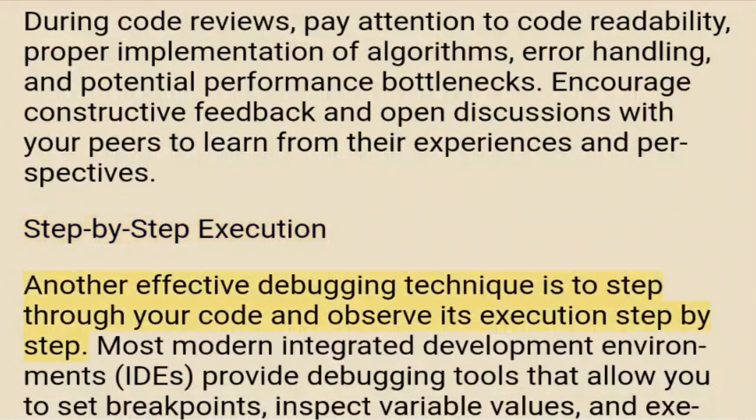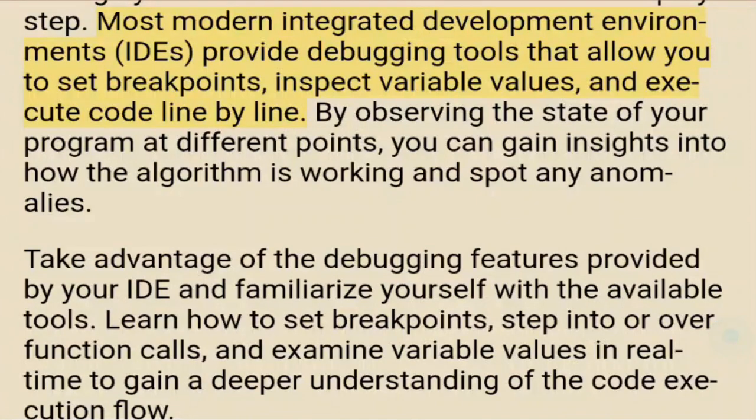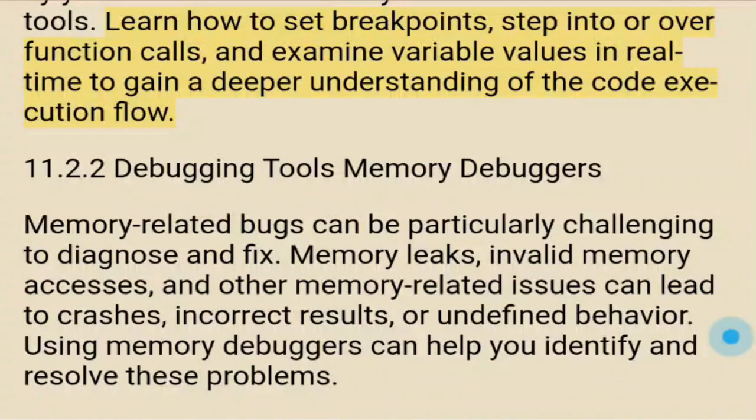Step-by-step execution. Another effective debugging technique is to step through your code and observe its execution step by step. Most modern integrated development environments (IDEs) provide debugging tools that allow you to set breakpoints, inspect variable values, and execute code line by line. By observing the state of your program at different points, you can gain insights into how the algorithm is working and spot any anomalies. Take advantage of the debugging features provided by your IDE and familiarize yourself with the available tools. Learn how to set breakpoints, step into or over function calls, and examine variable values in real time to gain a deeper understanding of the code execution flow.